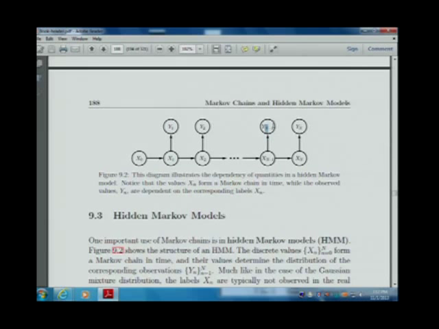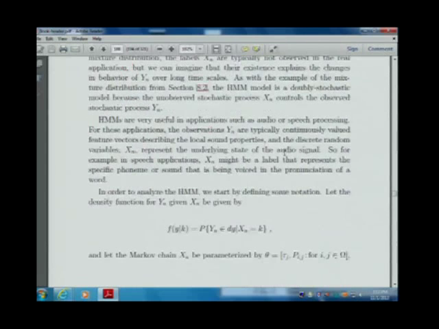So this is called a hidden Markov model. It's called a hidden Markov model because it's a Markov chain, but the Markov chain is hidden. So it's a hidden Markov chain model, I guess, all right? So you should read this section very carefully.